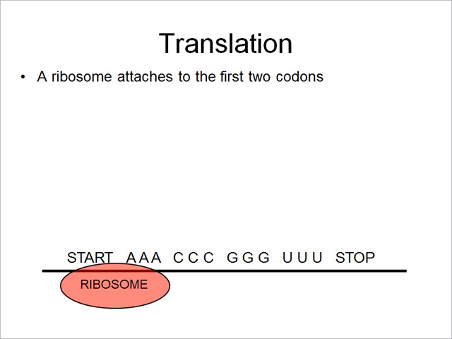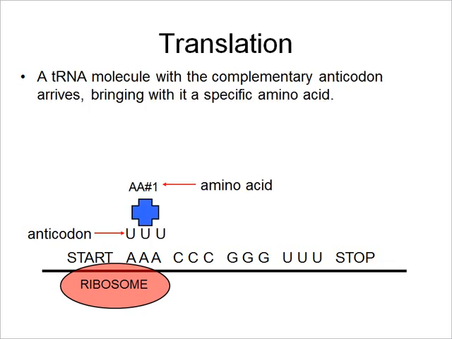Translation begins with a ribosome attaching to the first 2 codons. The codon that means start, and, in my example here, the second codon, AAA. Transfer RNA next arrives. There are several different transfer RNA molecules. Each different type carries a specific amino acid and has a specific 3 nucleotide sequence called the anticodon.